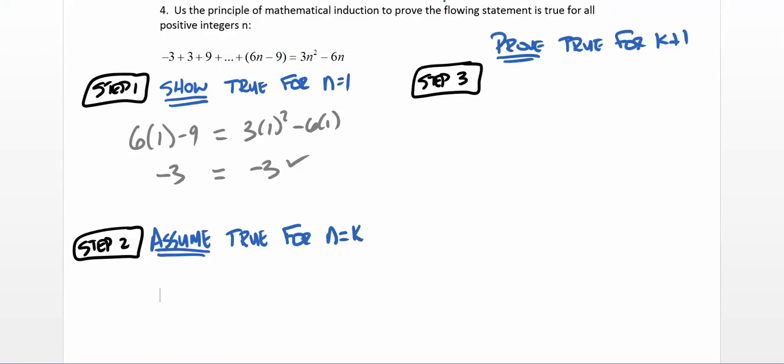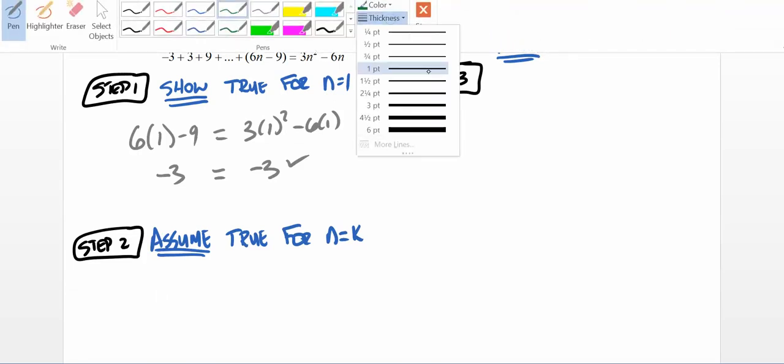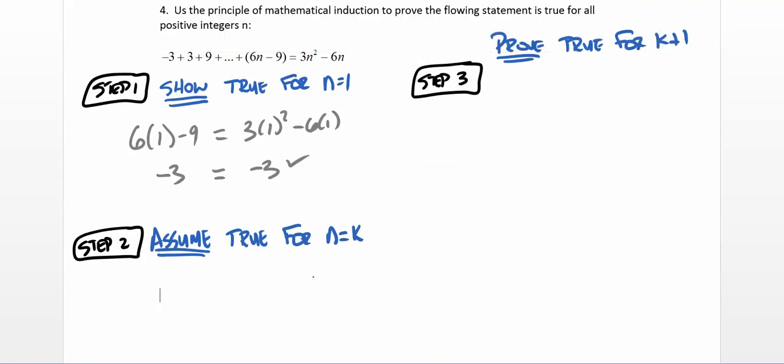I'm going to change colors and thickness on you here, okay? We're going to assume it's true for n equals k. So we're going to say this: negative 3 plus 3 plus 9 plus yada yada yada plus 6k minus 9 is actually equal to 3k squared minus 6k. That's the part that we're assuming. So prove true for the next one.